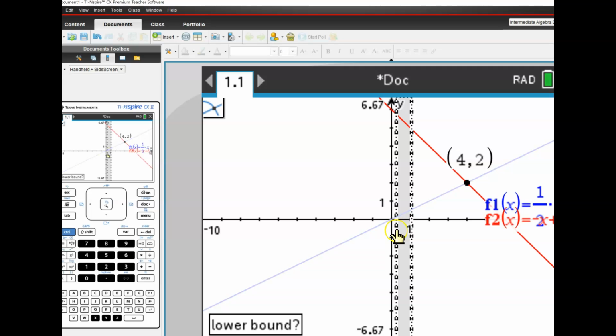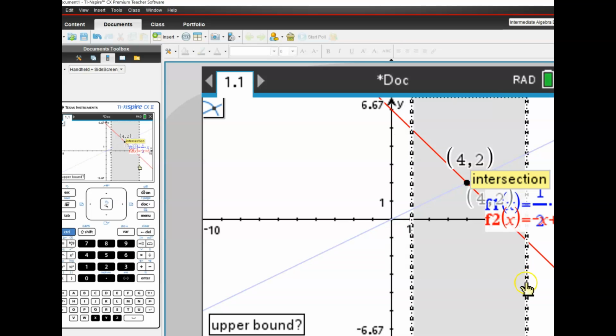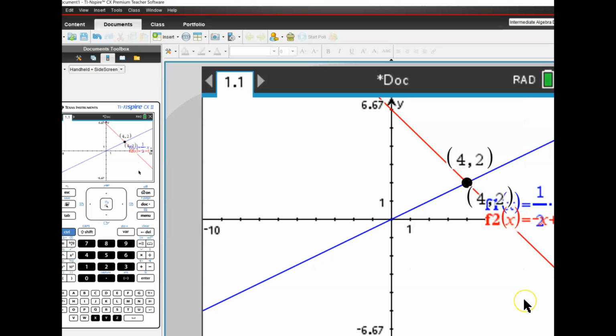And now you scroll over to the right of the intersection, and you know you did it correct when it pops up and it says intersection. So then you click, and it will pop up the intersection for your graphs. Perfect. This is a good way to double check your work.